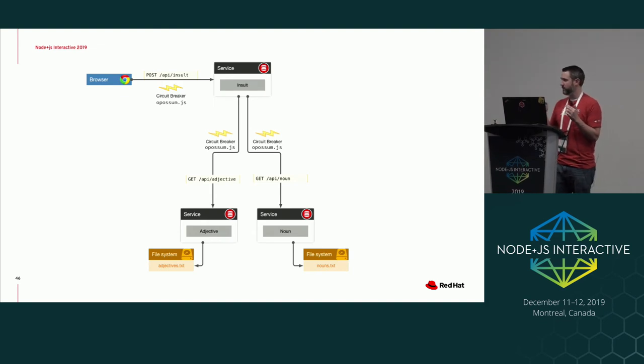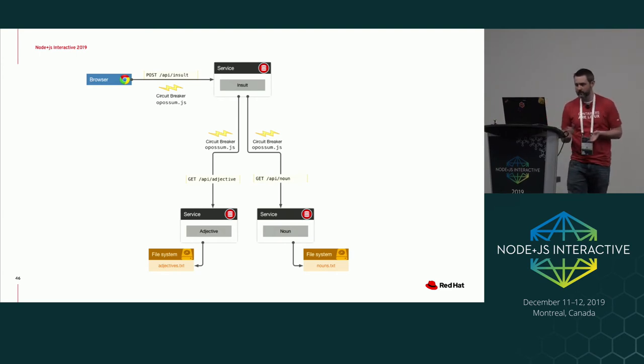In front of each of those services, we have a circuit breaker. Here we're using Opossum.js, which is one circuit breaker implementation. I think Brakes is another one. There might be a couple others.